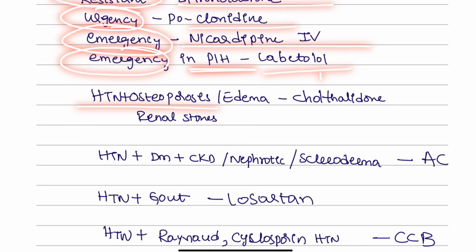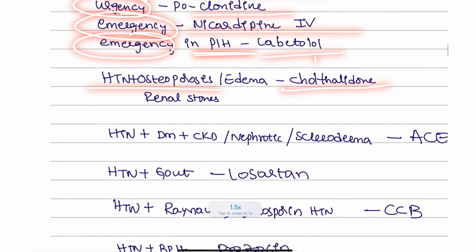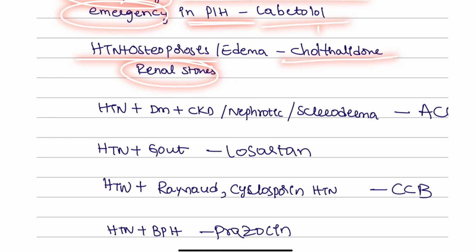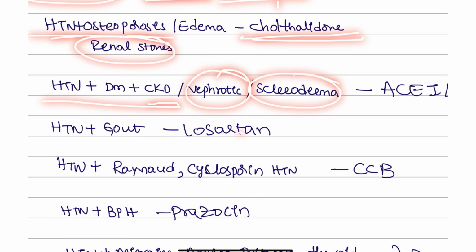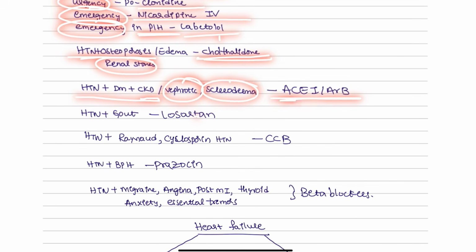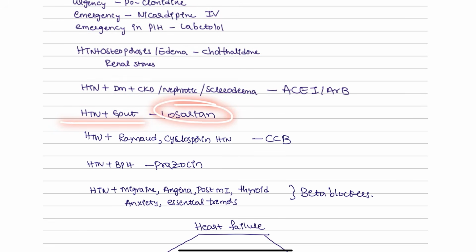Hypertension with osteoporosis, we are going to use chlorthalidone. Thiazide drugs we are going to use. Renal stones plus hypertension, again thiazides we are going to use. Hypertension plus diabetes mellitus plus CKD, or nephrotic syndrome or scleroderma, we can use ACE inhibitors or ARB drugs. Hypertension plus gout, losartan. Hypertension plus Raynaud syndrome or cyclosporine, calcium channel blockers.